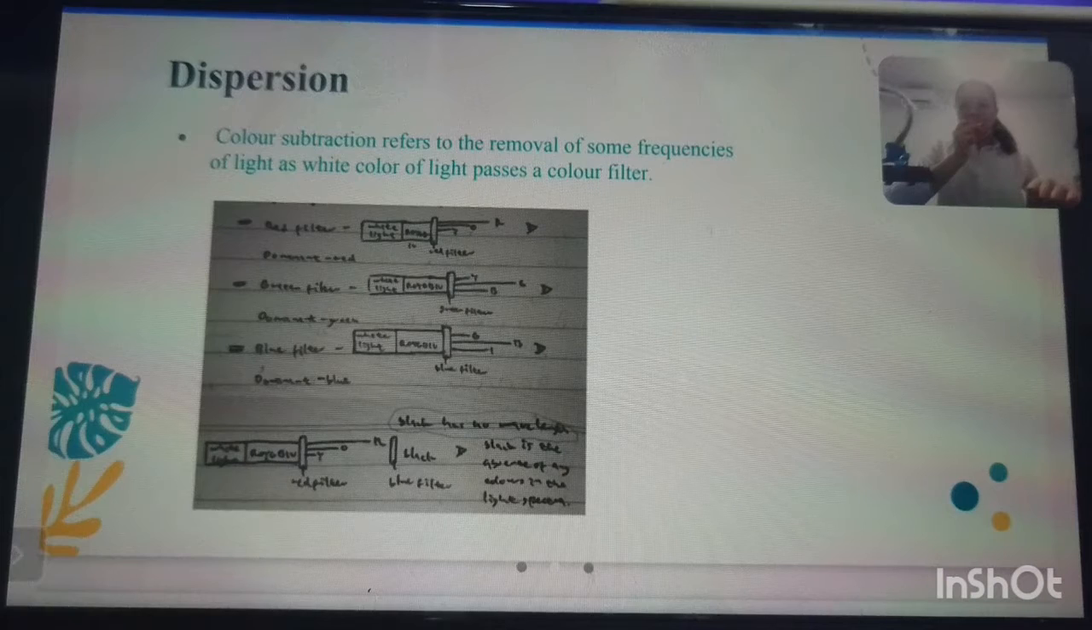Finally, if we use red filter and blue filter together, the white light, when it passes the red filter, will result in red, orange, and yellow. But when red, orange, and yellow pass through the blue filter, it will all be cancelled. Results in black. Black has no wavelengths, as black is the absence of light.